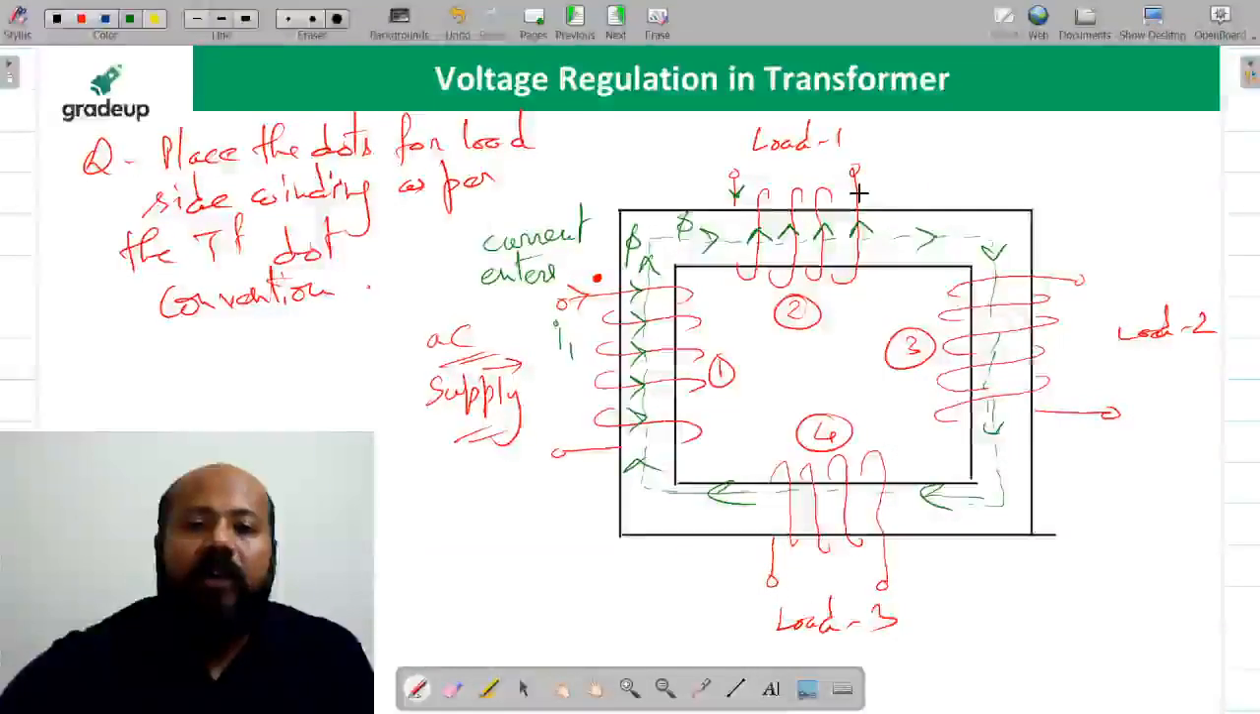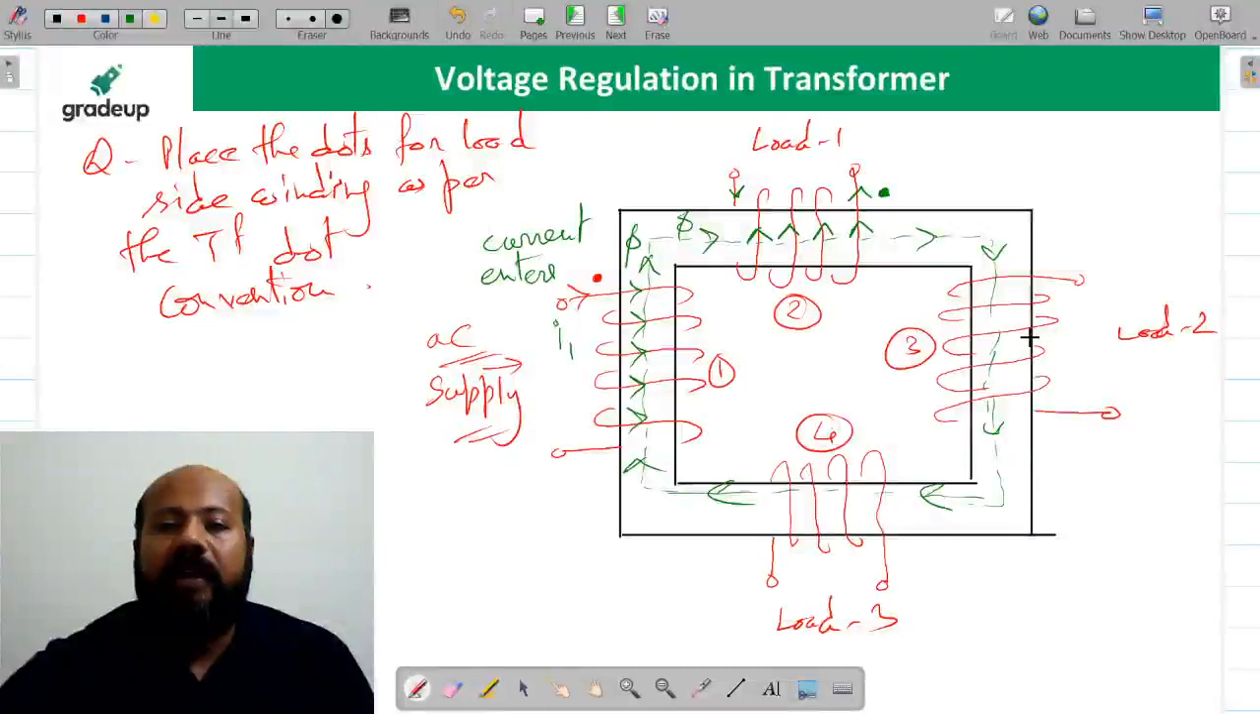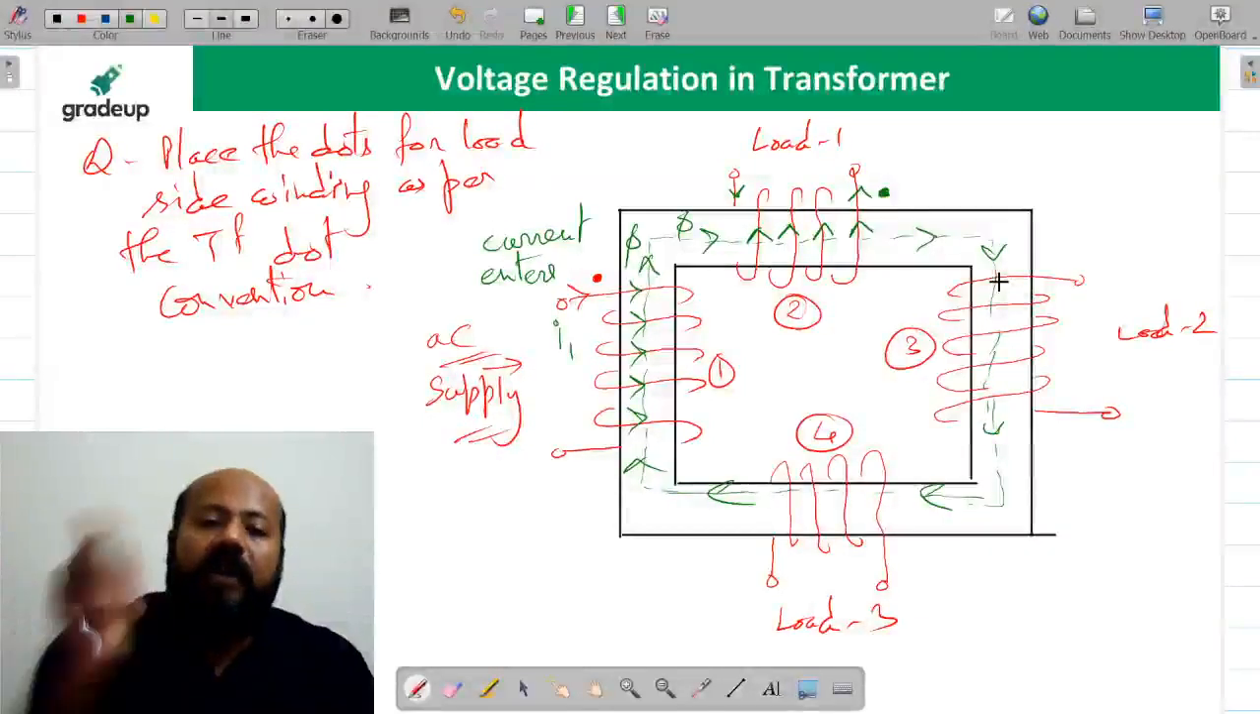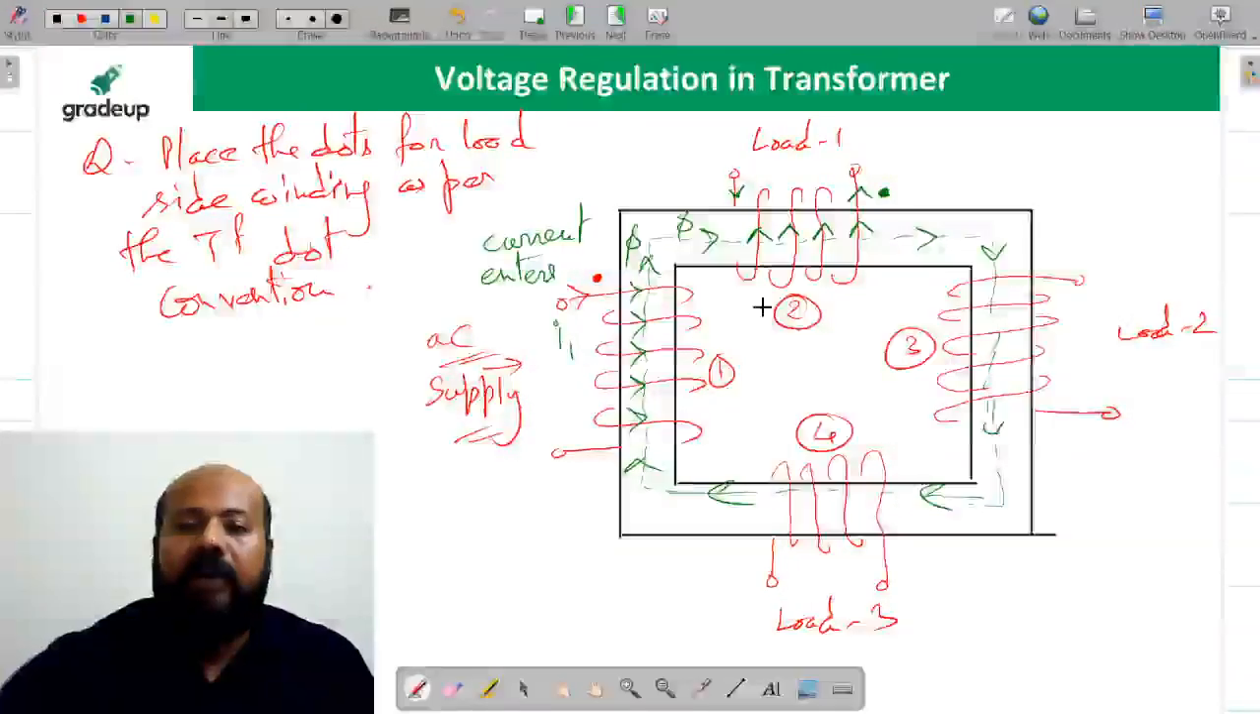Now because it is a load side, current should leave the dot. So the dot is going to be placed here. Similarly, for this winding, if it has to oppose this flux, then what should be the direction of current? Apply the right hand rule. So the current sense is going to be in what direction? The current sense is going to be in this direction.